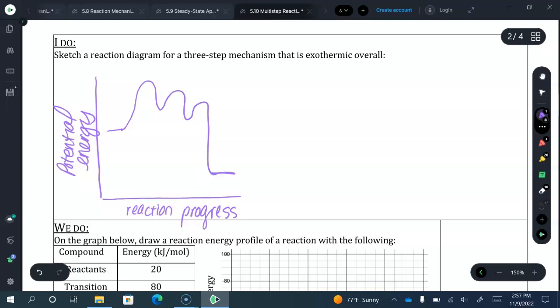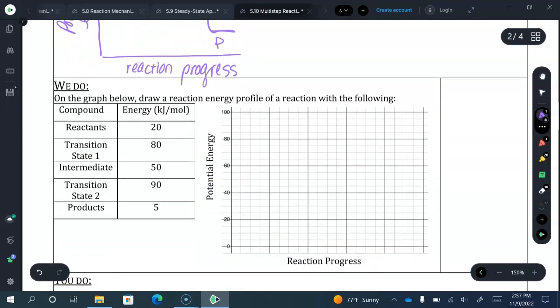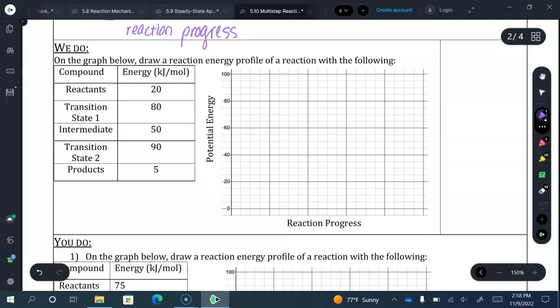And I have to redraw that one. So this is my reactants, this is my products. I have a three-step, and my overall reaction is exothermic. So this can vary. The big thing that it must have are the three hills, or three activated complexes, and that the products must be lower than the reactants. Okay, let's look at one that actually gives us real data.